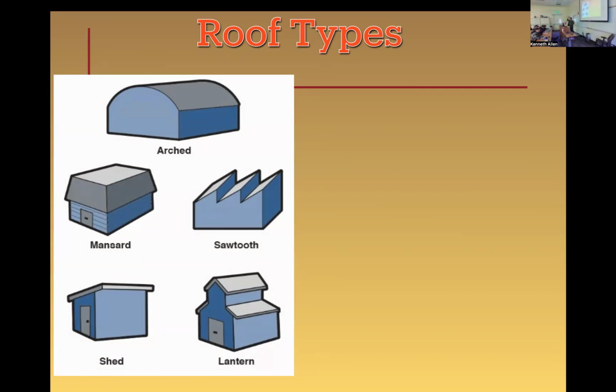Factories will have this, and the sawtooth, they'll have windows on that area so that they face the sun. You get more ambient light inside there. But that also means if there's a fire up there, that glass can be coming down on you. And a lot of times, if it's older glass and has been retrofitted, it comes down in shards. It doesn't come down in crumbles.